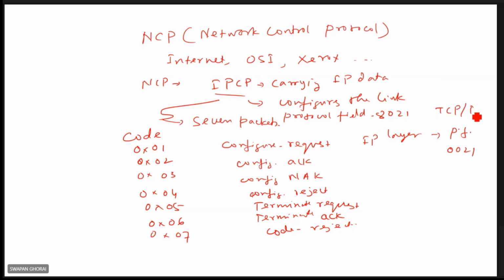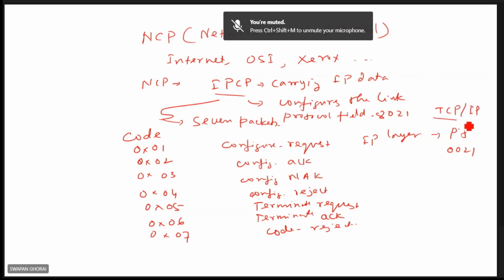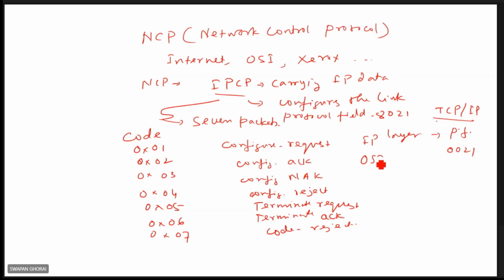In TCP/IP, this is the protocol architecture. Another is OSI. These two we'll discuss in details. This is 5-layer protocols, and this is 7-layer protocols. In OSI, if PPP is carrying data from the OSI network layers, then the protocol field will be 0023. So different protocol fields are there for different network layers.